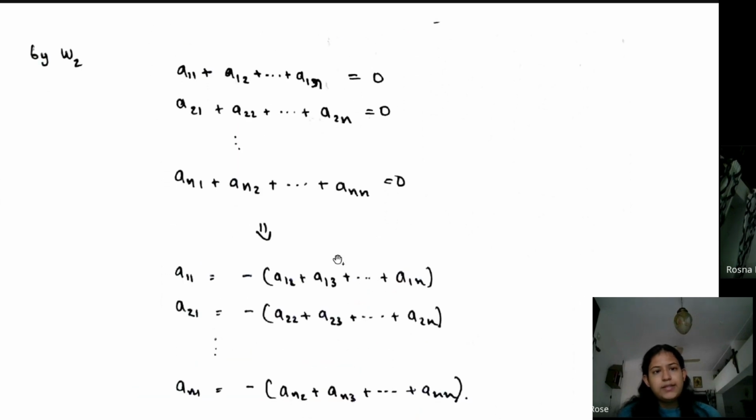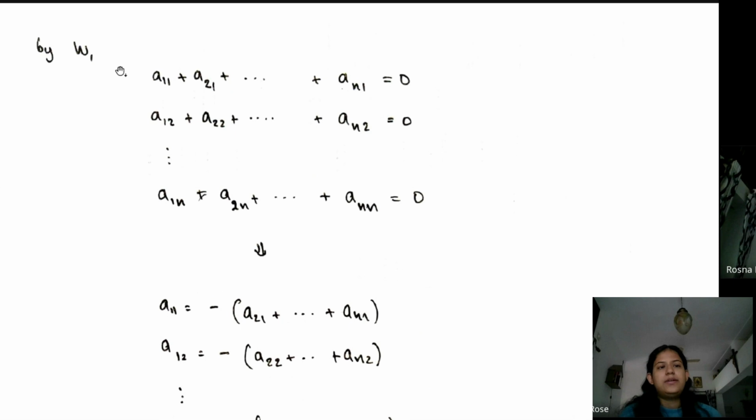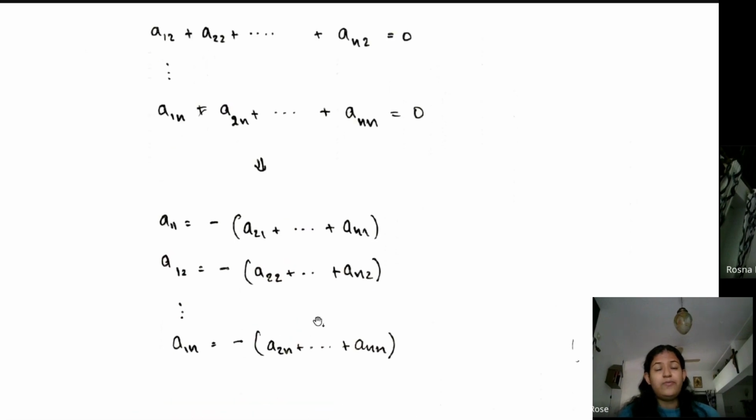And in a similar way, in the other vector space, we know that the column sum is equal to 0. That is, if you have A11, A21 up to An1, then their sum equals 0. So in this case also, you can write A11 as a linear combination of the elements of the remaining ones, A12 as a linear combination of the remaining ones, and so on. So in total, we need the intersection of these two subspaces, which means that we are looking for matrices in which both the sum of the elements in the rows is equal to 0, and also the sum of the elements in the columns equals 0.